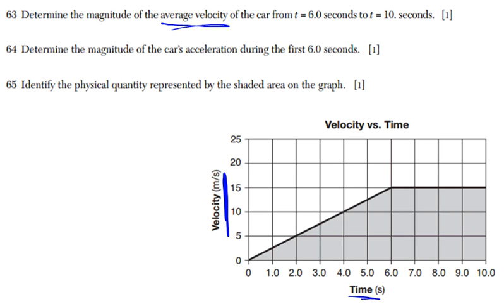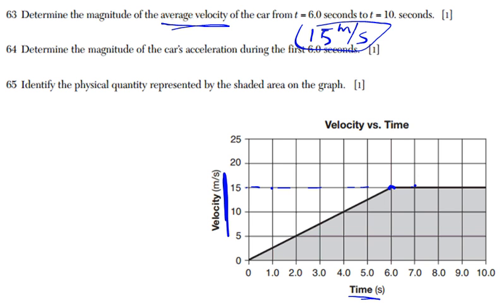And so the way you can think of this is, well, at 6 seconds the velocity is 15, at 7 seconds the velocity is 15, at 8 seconds the velocity is 15, all the way through 10 seconds. So what's the average velocity for this time interval? It must be 15 meters per second. And that's our answer.